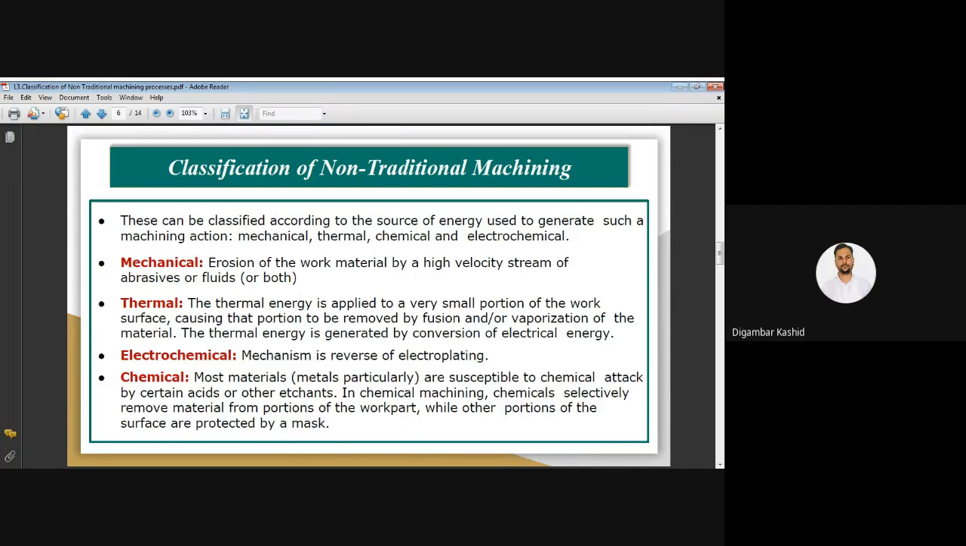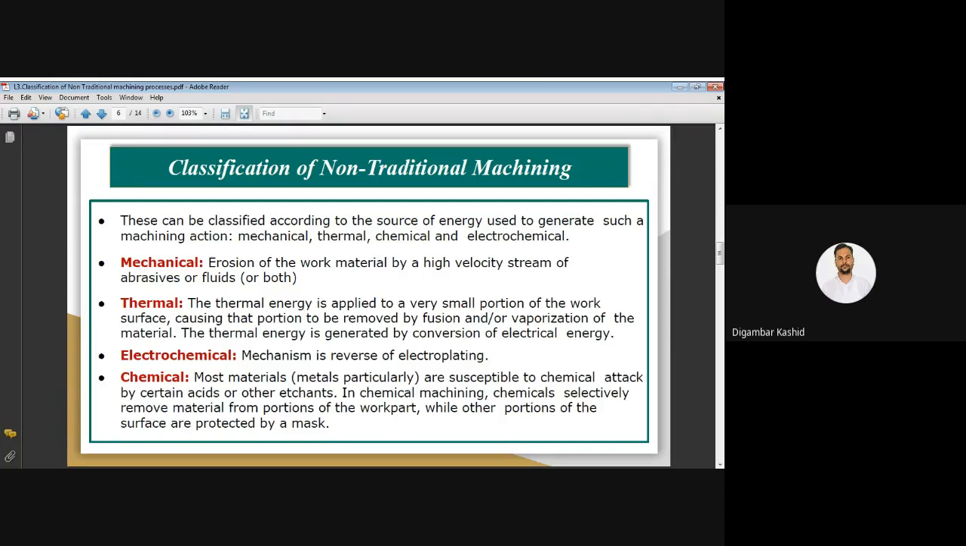Okay, now let us look at the second energy, that is thermal energy. So this is the second group, that is thermal energy based non-conventional machining. Now in that, what is the thermal energy doing?